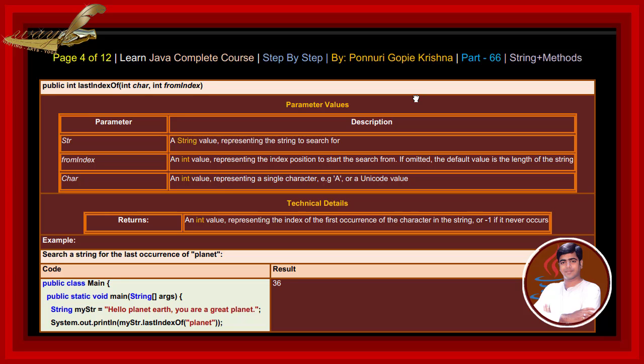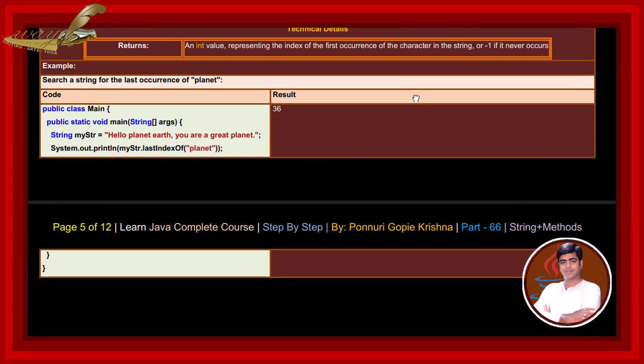fromIndex, an int value representing the index position to start the search from. If omitted, the default value is the length of the string. Character, an int value representing a single character, for example capital A, or a Unicode value. Technical details: an int value representing the index of the last occurrence of the character in the string, or -1 if it never occurs. Search the string for the last occurrence of planet. If we write and execute this code, the result returned is 36.